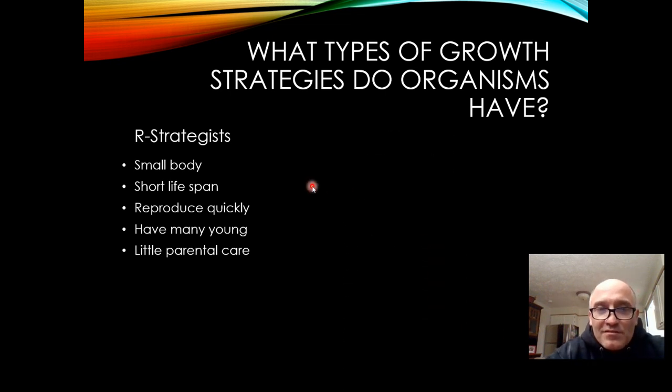R strategists are generally things with small bodies, really short lifespans, that reproduce really quickly, have gazillions of young, and the parents don't really care for the young at all. So this would be something, for example, like a mosquito. This is a good example of that. Mosquitoes hit all these things really well. Real small, extremely short lifespan, reproduce really quick.